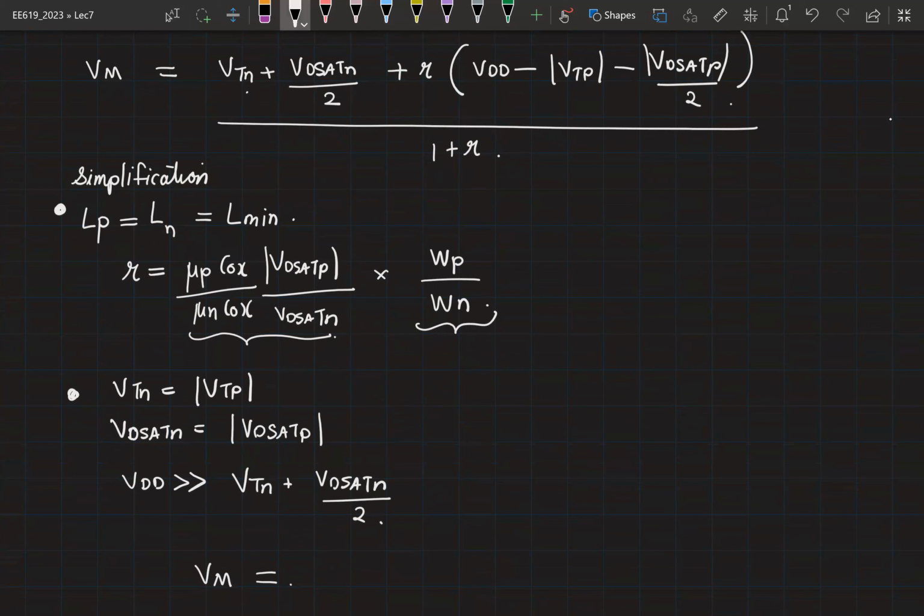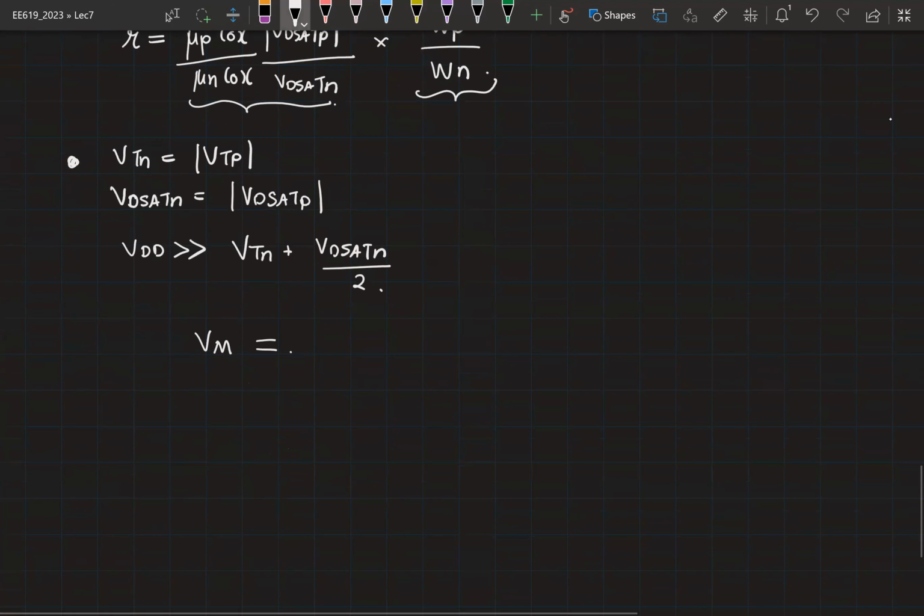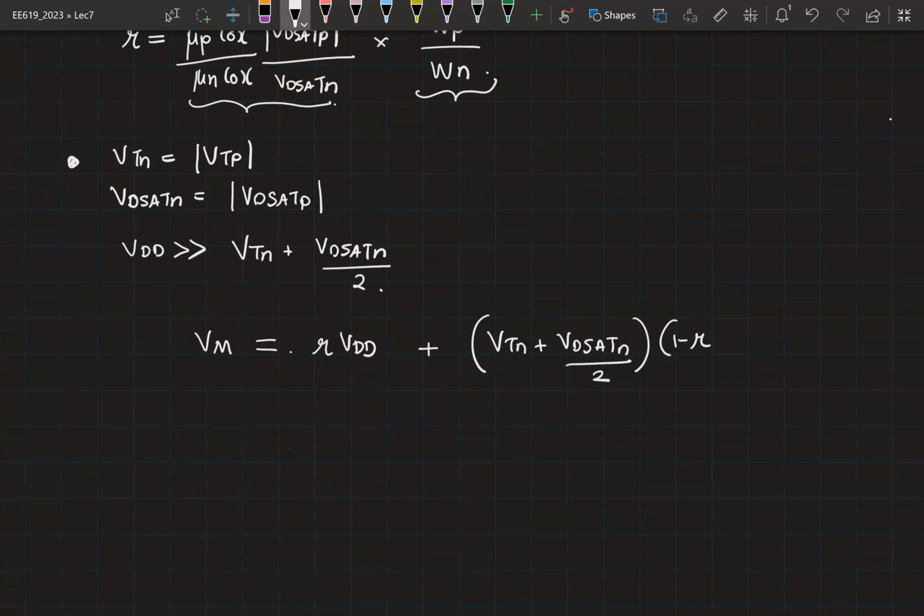So you have a VTN here. We just said that mod VTP is equal to VTN. So you can replace this with VTN and bring it out. So it will be VTN into 1 minus R. Similarly, VD sat n by 2 into 1 minus R, right? So this becomes R times VDD plus VTN plus VD sat n by 2 into 1 minus R, divided by 1 plus R.